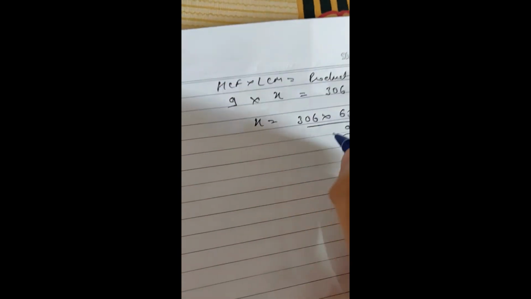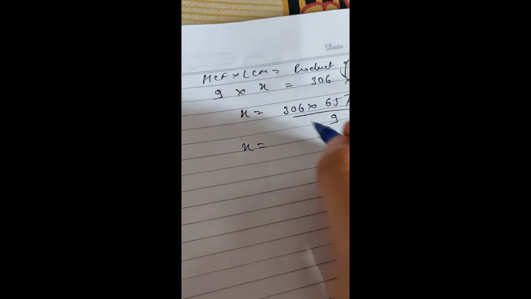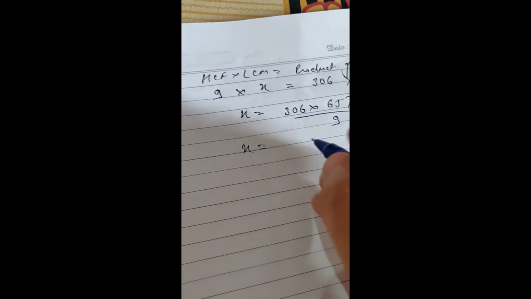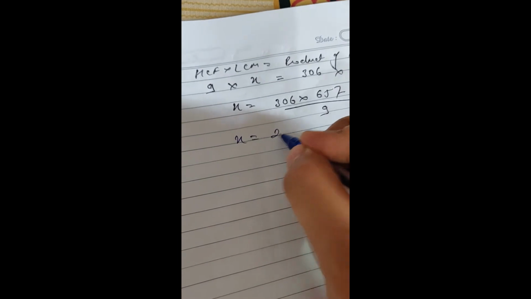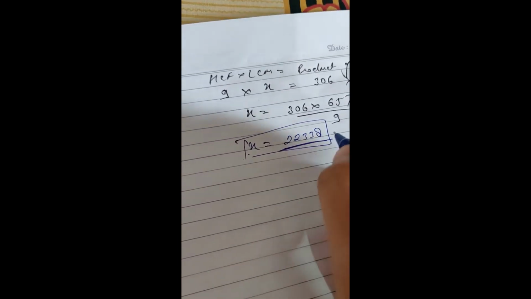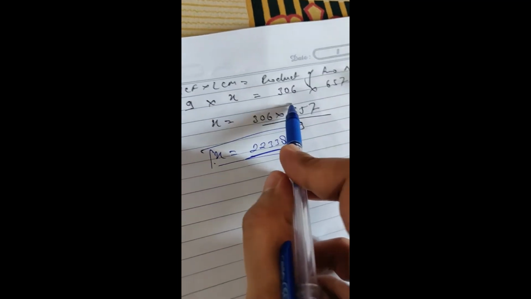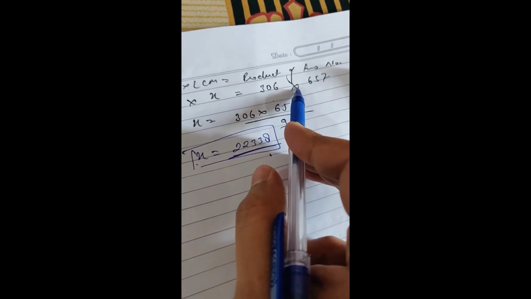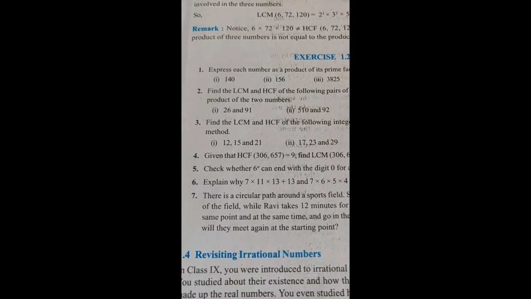So when you divide, this is cancelable, so you will get the final answer as 22338. This will be considered as the LCM of 306 and 657. Now we are doing question number 5.